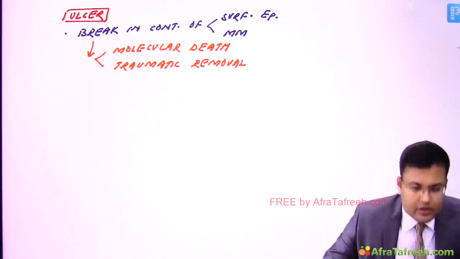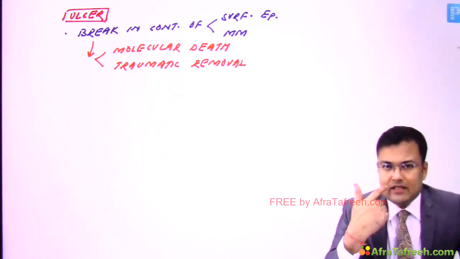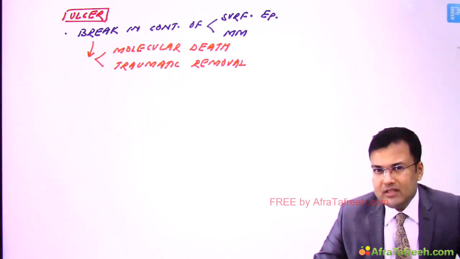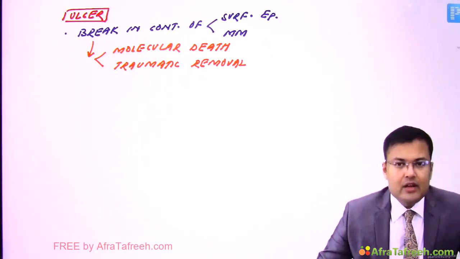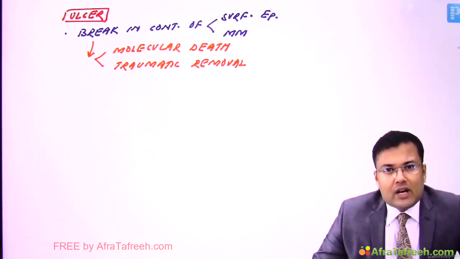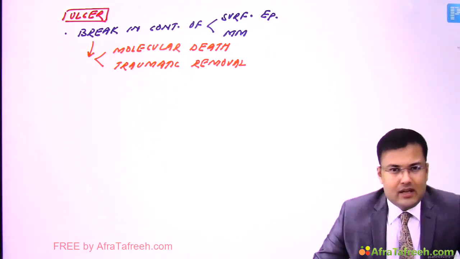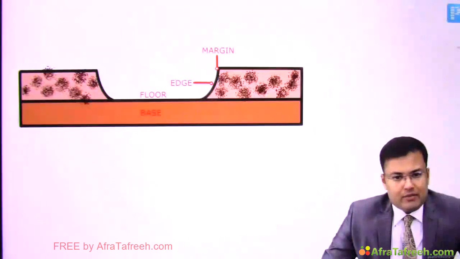Clear? So you must be knowing that, and you must have seen that certain patients are having aphthous ulcers, peptic ulcers, tubercular ulcers, typhoid ulcers, right? So lots of questions are asked about what the parts of an ulcer are, and even in viva this question is frequently asked. So see, what are the parts of an ulcer?